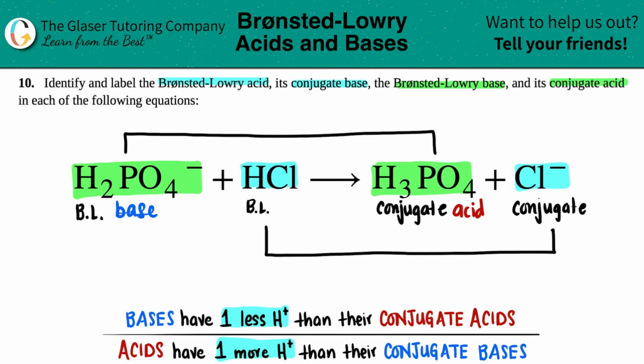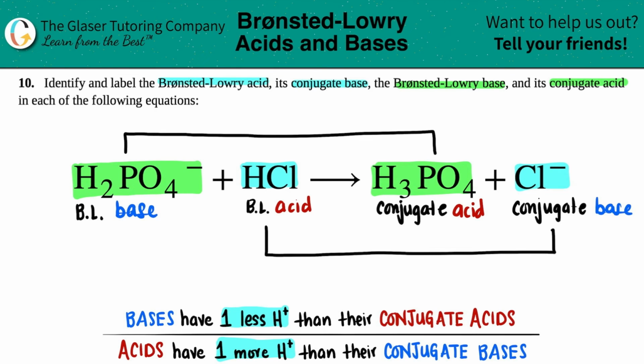Now you do the same thing for the other pair. HCl, this one has a hydrogen. This one has no hydrogen at all, the Cl-. So out of these, this one has to be the acid. And then likewise, this has to be the base.